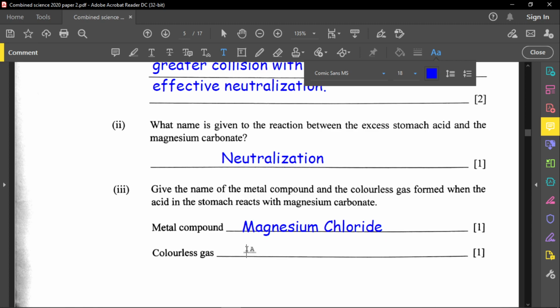All right, and the gas that will form is carbon dioxide. So carbon dioxide will be formed. And remember, when acid reacts with carbonate, there are 3 things produced.